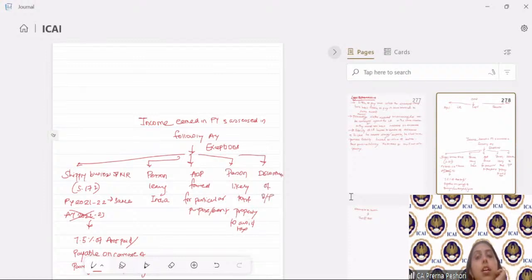So where a particular business is likely to be discontinued, then the assessment can be made in the same year where the business is getting discontinued. So in the year in which the profits are earned, up to the date of discontinuance, the assessment can be made. Clear? Is that clear? Any doubt?